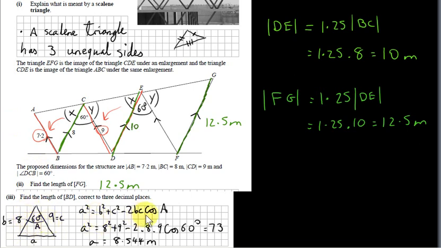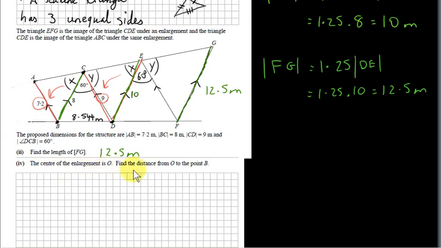So when you can't use the sine rule, use the theorem we covered. The centre of the enlargement is O. Find the distance from O to the point B. Okay, how do we get the centre of the enlargement? Well, we know that triangle CDE is the image of triangle ABC under the enlargement. So D is the image of point B under the enlargement. So to find the centre of the enlargement, we would need to extend the line through B and D back along. We also know that C is the image of point A under the enlargement. C in this triangle is the image of A in this triangle. So the line joining A and C connects back to the centre of the enlargement, which is at O.